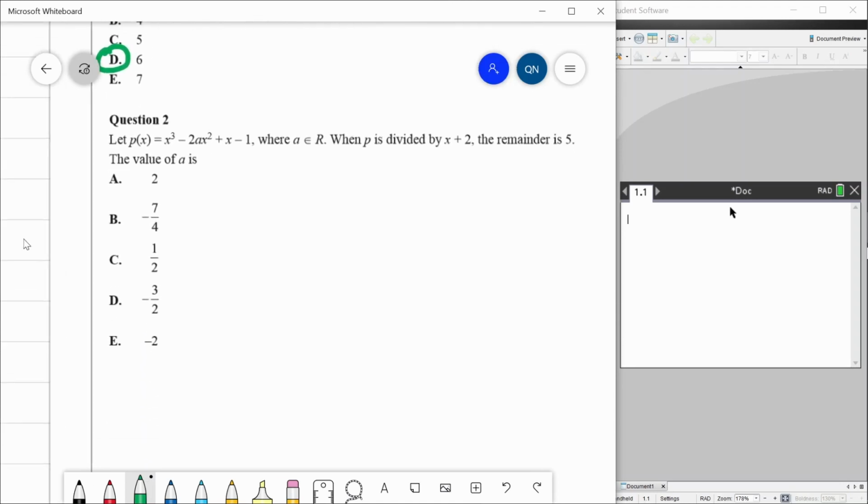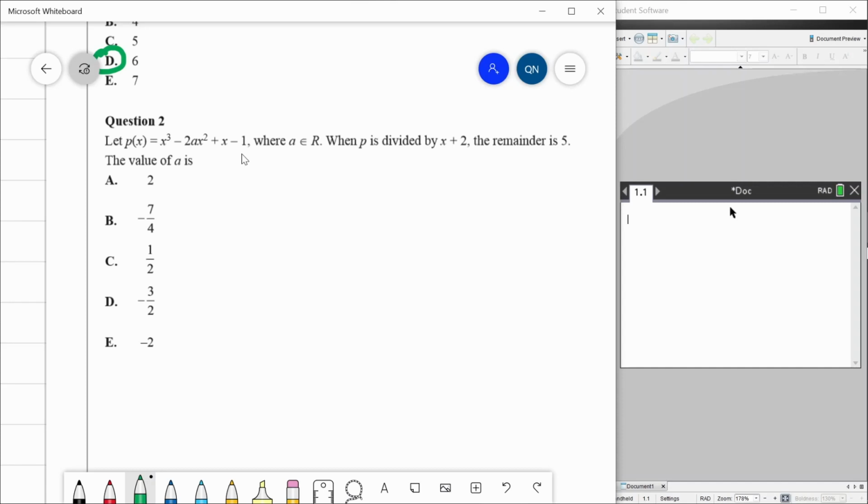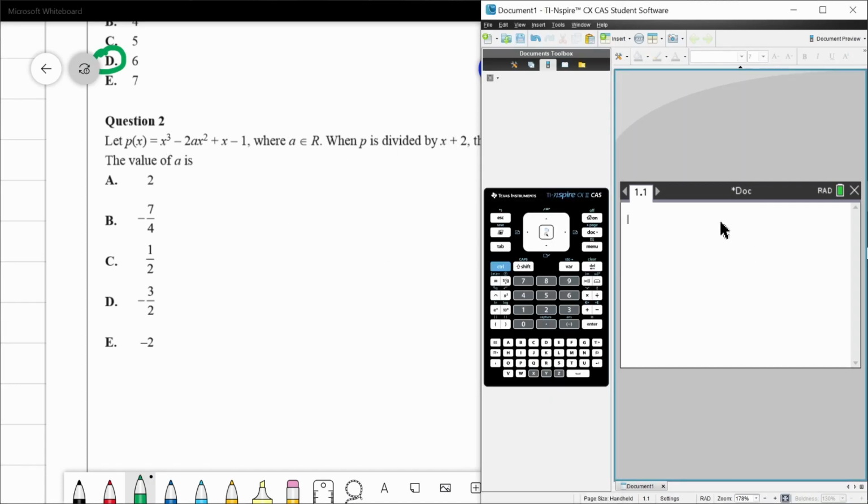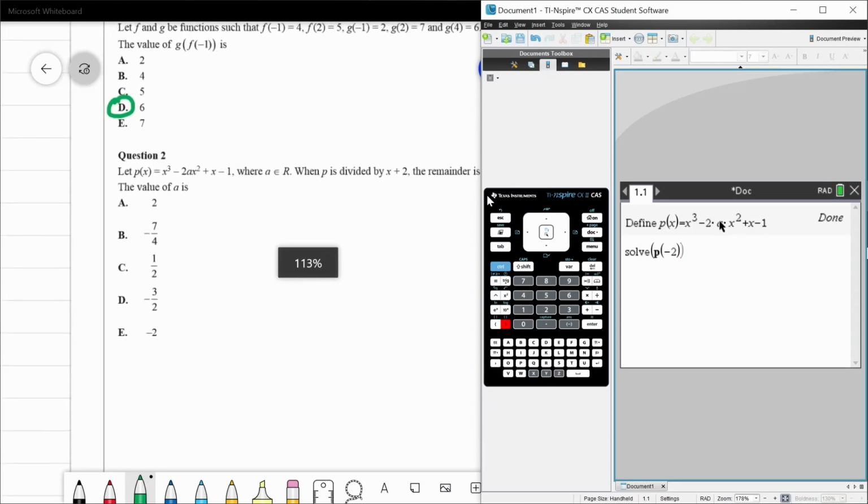Next up, we've got a polynomial p divided by x plus 2. Looks like some remainder theorem over here. So we have the remainder is 5. If we plug -2 into this polynomial, we should get 5. So we might as well define p of x to be equal to x cubed minus 2 times a times x squared, making sure we've got the multiplication signs in there, and then minus 1. Then we simply solve p of -2 equals 5 for that a value, and we get a equals -2. So the answer is E.